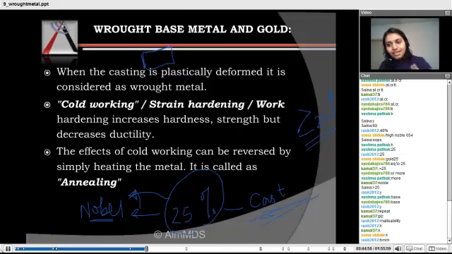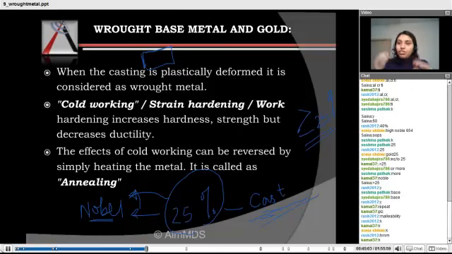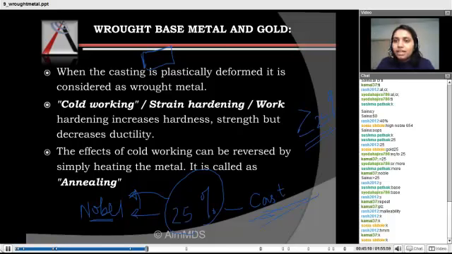Okay, getting the point? And why do the properties change? Because you have put some pressure on it. And it's not that doing it once is enough, there are full specifications of how you actually do it and all that. But the basic thing happening here is that forces in the cold state itself are changing the property of the metal and converting it from cast to wrought. So cast metal to wrought metal, how do you make it? By plastically deforming it. So when a casting is plastically deformed, it is considered as wrought metal. Okay.